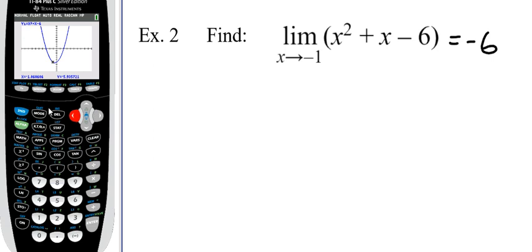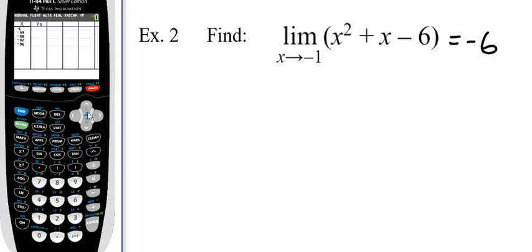Let's verify that answer with a table. So I'm going to go to my table set. I'm going to start at -1 because that's where I'm approaching. And if I take a look at my table of values, I'm going to scroll up a little so I can see that better. I can see that as x gets closer to -1, y is getting closer to -6. And it works from the top or from the bottom.